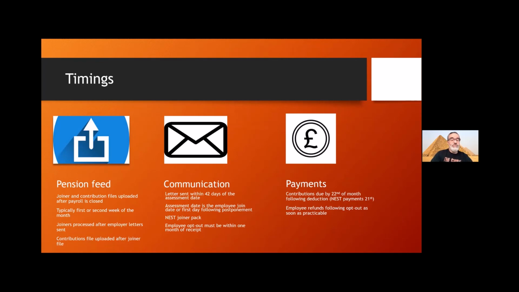So as I say, joiners must be processed after the employer letters are sent, but not very long after. So they've got to be done together. But if there is a slight phasing issue, then we need to do our letters before Nest do theirs. Ours are a little more flexible than theirs, is what it boils down to. They're a pension provider. 30 days is 30 days, isn't it? It's not 31. We're a payroll provider. We know that real life gets in the way, and so we're a little more flexible, but we can't be too flexible. And the contributions file has to be uploaded after the joiner file, so those things can't be done together.